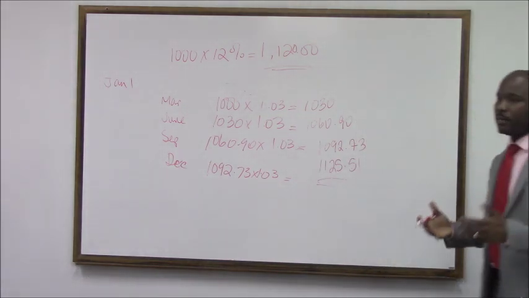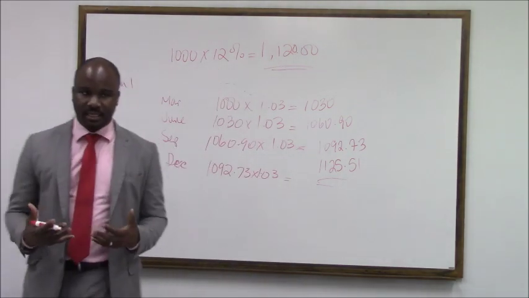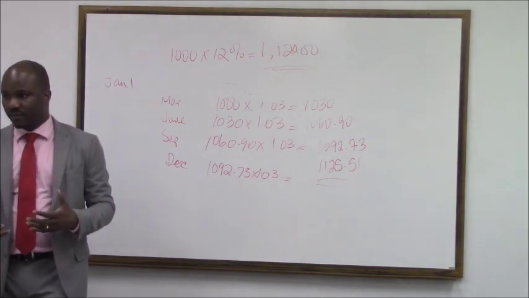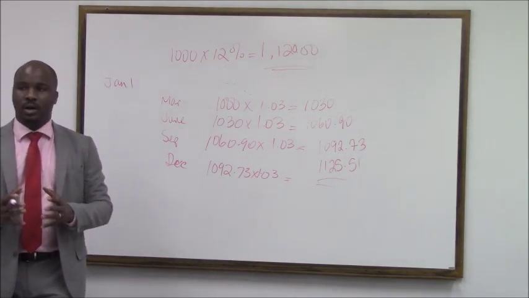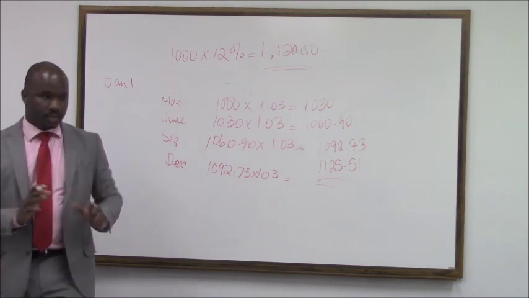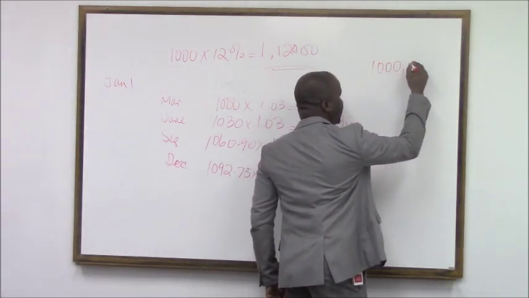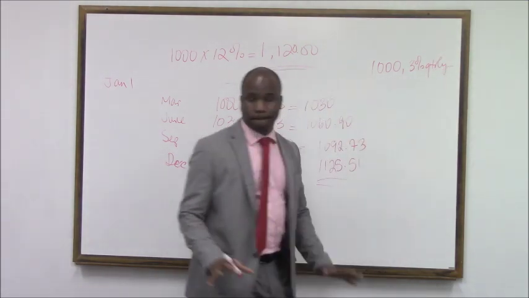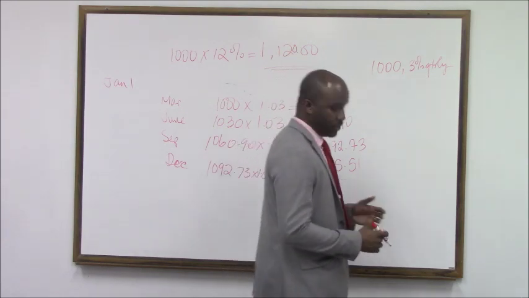So, when we talk about effective annual rate, it's what you're actually paying the bank at the end of the day. Your face value of a loan says you're paying 12%, but what you're actually paying the bank depends on how many times interest is compounded during the year. So let's work it out. You get your $1,000 and they tell you you're paying 3% quarterly. How do you work out your effective annual rate?